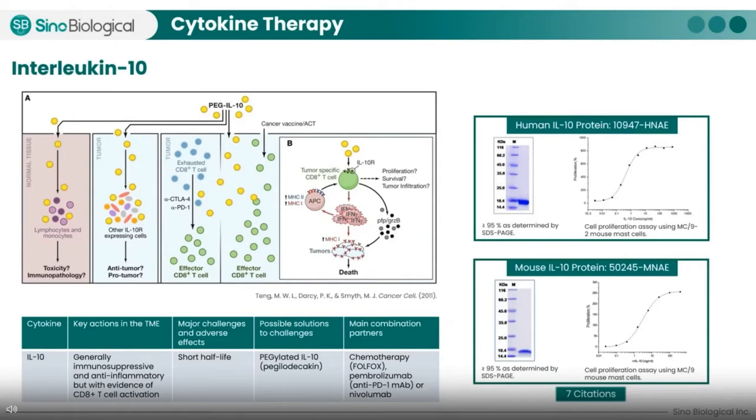A series of trials have been performed using a pegylated IL-10 preparation called pegilodecakin in patients with advanced stage solid tumors. This monotherapy was reported to increase the number of activated infiltrating CD8 plus T cells in tumors with low T cell infiltration prior to therapy. Sino Biological offers high-quality recombinant IL-10 proteins for various species as seen here, such as mouse and human.